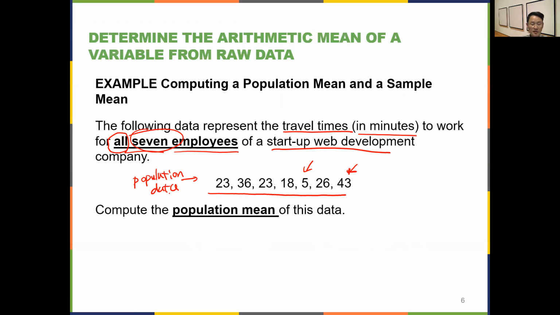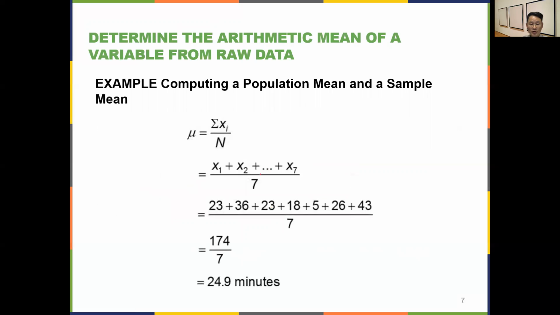How do I know this is population data? It says it right here, right? To find the population mean directly, but indirectly it says all 7 employees. That also indirectly says this is population data. So what do you do with this population of 7 data points? How do you find the mean? Well, what do you think? How do you find the average value of these 7 data points? Well, you add them like this and divide by 7.